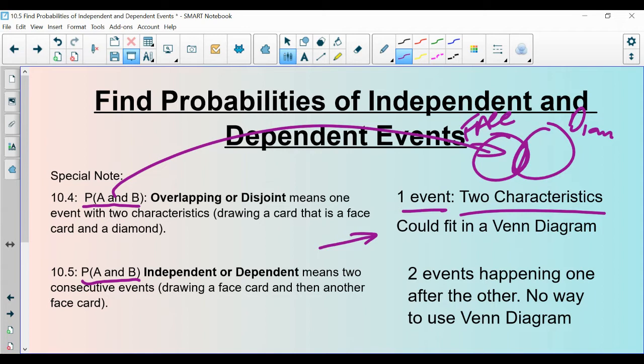Independent and dependent would be like two distinct events. I'm selecting two grapes. I'm selecting two cards, things like that.